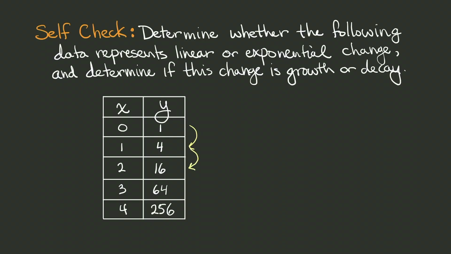This is definitely not linear growth, because from row 1 to row 2, we added 3, but from row 2 to row 3, we added an additional 12. So this must be exponential. Let's take a look. If I multiply by 4 between row 1 and row 2, I go from 1 to 4. And if I multiply by 4 again, I'll go from 4 to 16. And then multiplication by 4 again will get me to 64, and then by 4 again will get me to 256. So this is an example of exponential change.